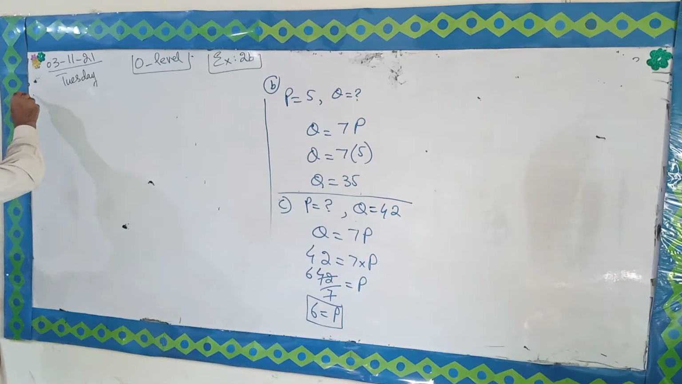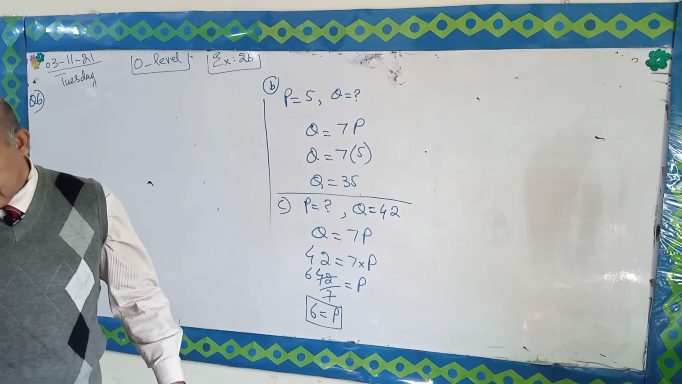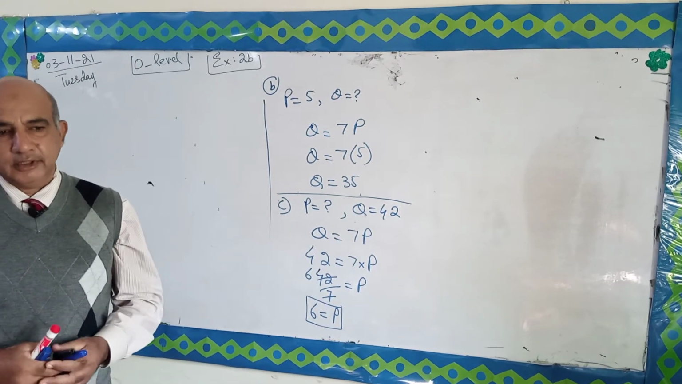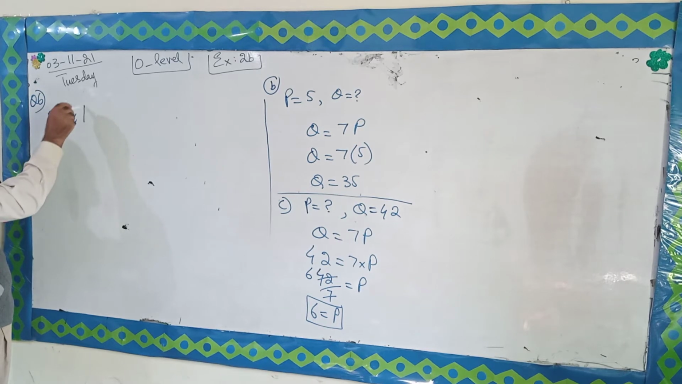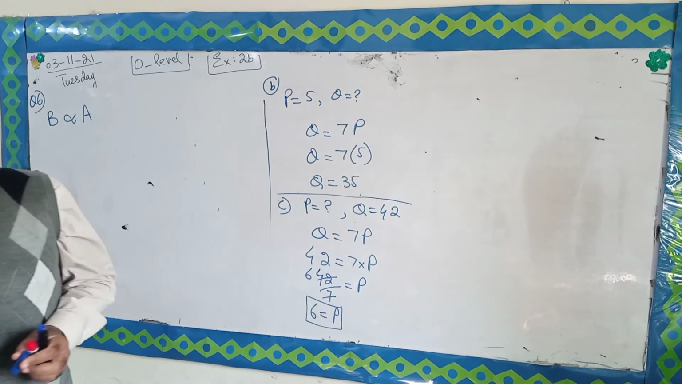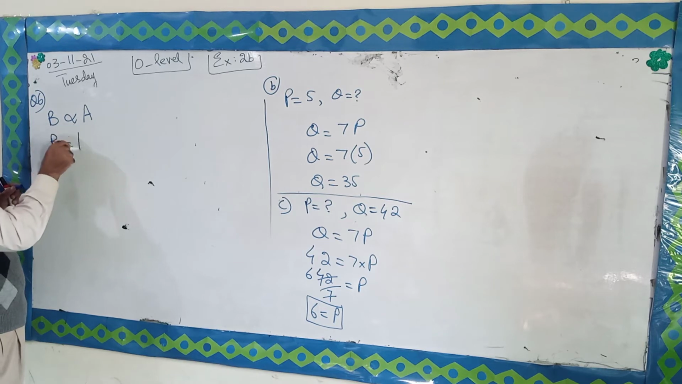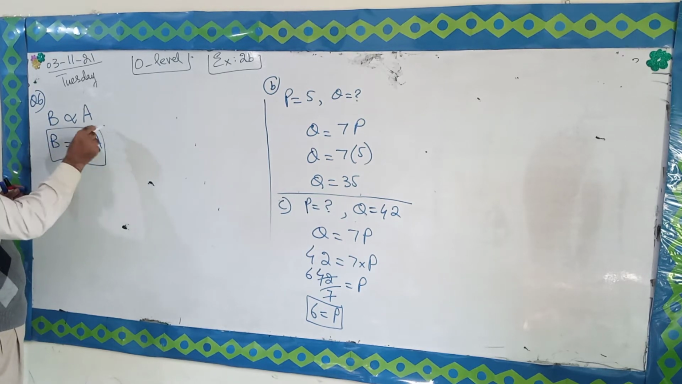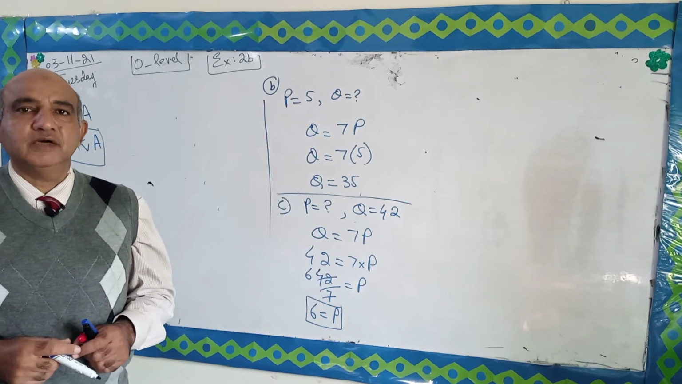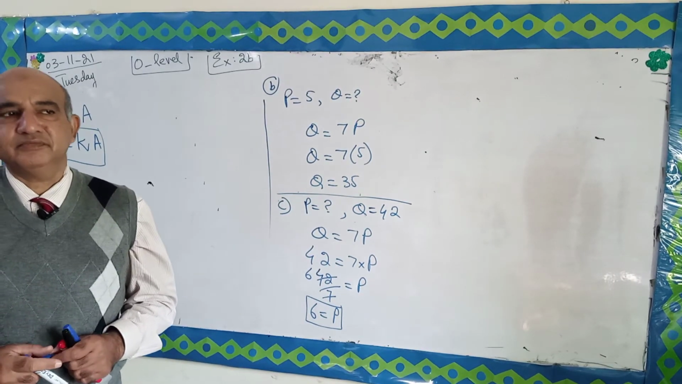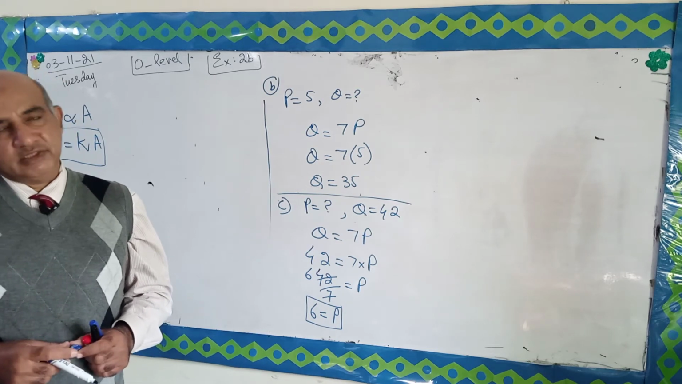Question number 6. In question number 6, we say that b is directly proportional to a, then b is equal to ka. He is saying to find the value of b, but first we will find the value of the constant k, then we can find the value of any of the variables a and b when the value of one of the variables is also given.